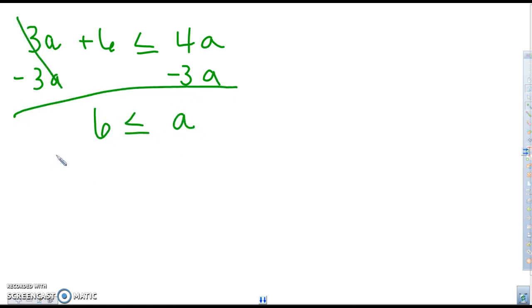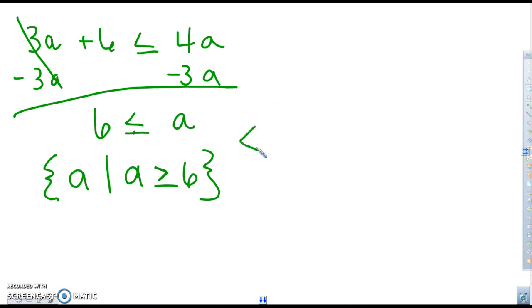If I want to write that in set builder notation, go ahead and see if we can practice that. You should get a such that a is greater than or equal to 6. Notice that when I put the variable on the left side, the sign flips. So if your variable is on the right and we want to put it on the left, you need to flip the sign. So this is what my set builder notation would look like.